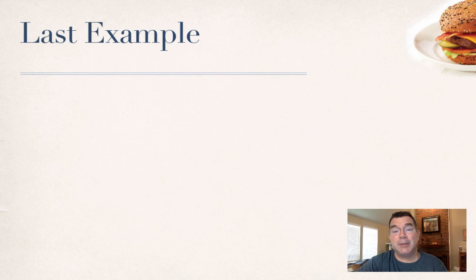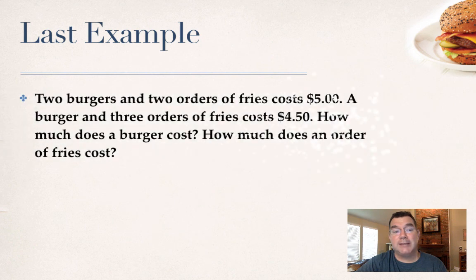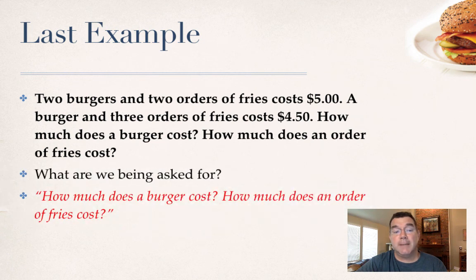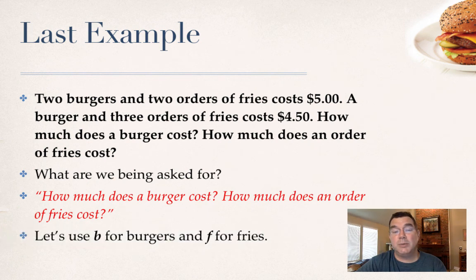And the last example, I'm going to talk about burgers and fries. 2 burgers and 2 orders of fries cost $5. A burger and 3 orders of fries cost $4.50. How much does a burger cost? How much does an order of fries cost? So again, looking for the question marks. How much does a burger cost? How much does an order of fries cost? That's what I'm being asked for, so I will pick my variables to represent those amounts. B will be used for the burgers and F for the fries.